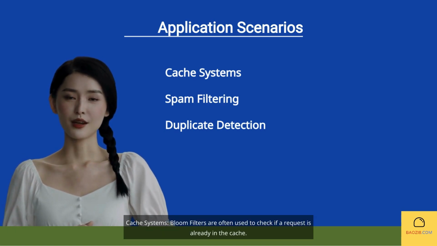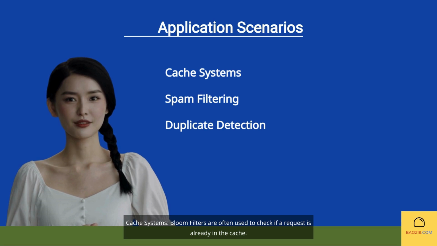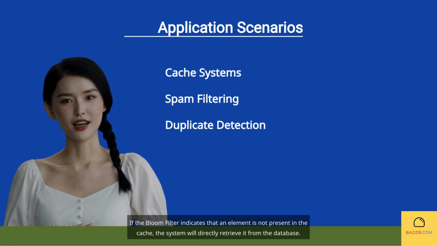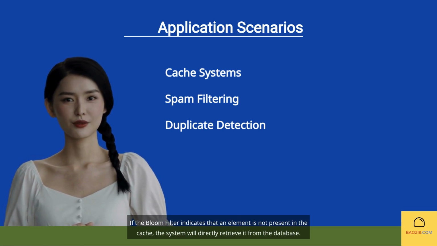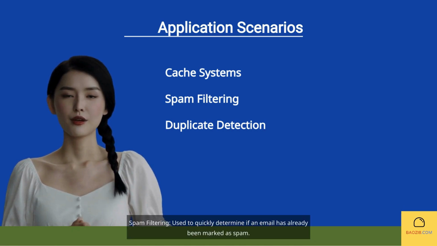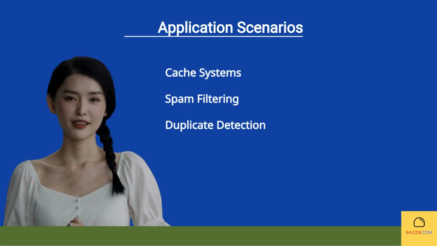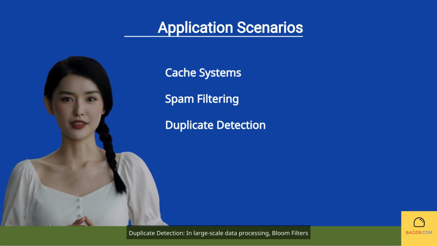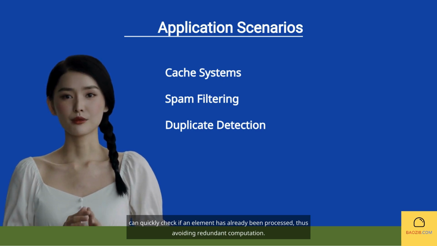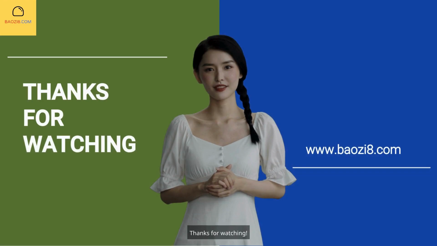Cache systems. Bloom filters are often used to check if a request is already in the cache. If the Bloom filter indicates that an element is not present in the cache, the system will directly retrieve it from the database. 2. Spam filtering, used to quickly determine if an email has already been marked as spam. 3. Duplicate detection. In large-scale data processing, Bloom filters can quickly check if an element has already been processed, thus avoiding redundant computation.